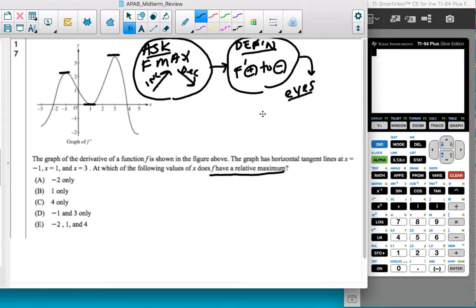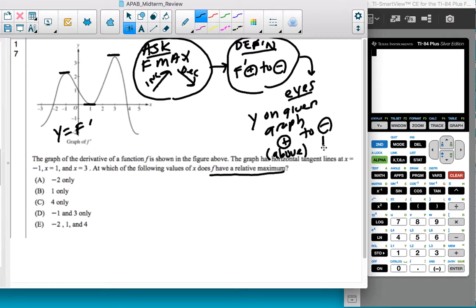Well, on this particular graph, since f prime is the y value, right? This is y equals f prime. What we're looking for is the y values on the given graph to go from positive to negative, meaning from above the axis to below the axis. That's what we need to find.